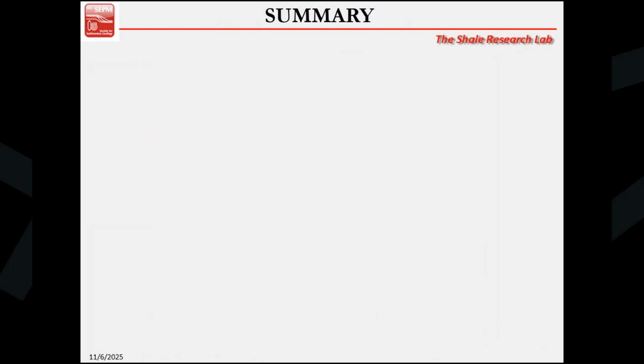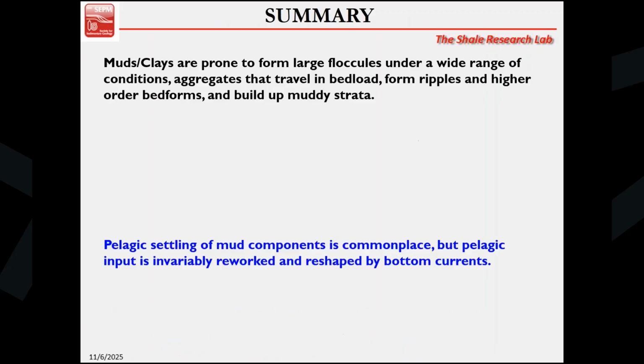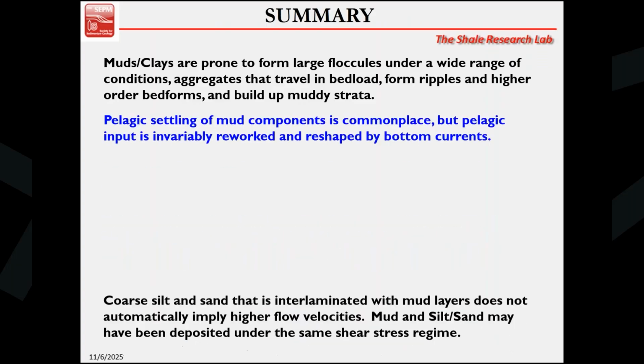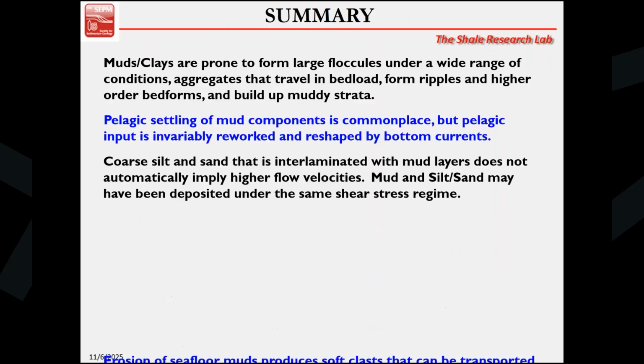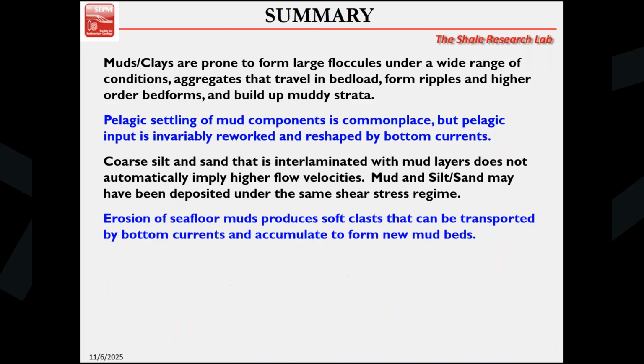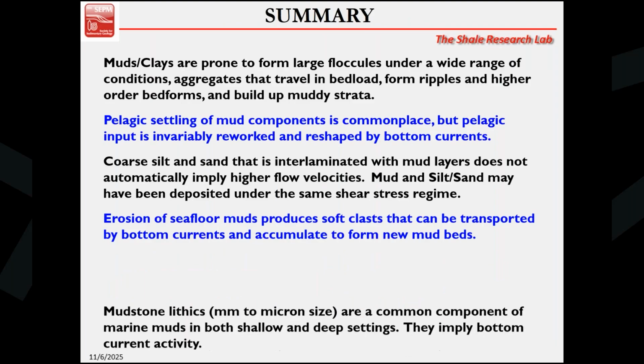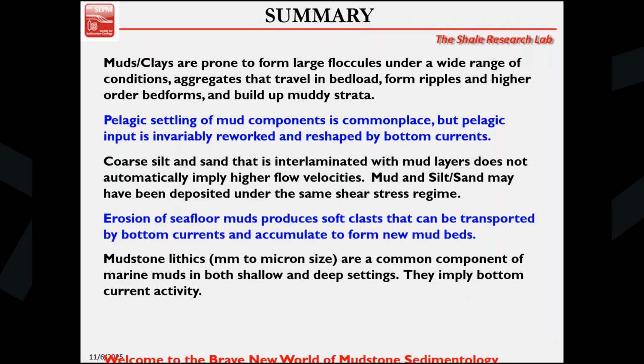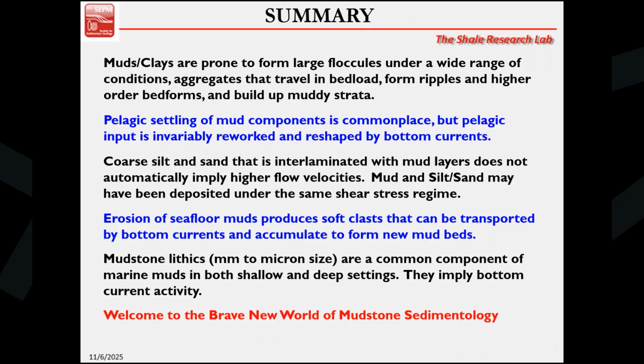So in summary, muds and clays are prone to form large floccules over a wide range of conditions. Aggregates that travel in bed load form ripples and higher order bed forms and build up muddy strata. The pelagic settling of mud components is commonplace, but pelagic input is invariably reworked and reshaped by bottom currents. The coarse sand and silt that is interlaminated with mud layers does not automatically imply a change of flow velocity, because these things can be deposited at the same time under the same shear stress regime.